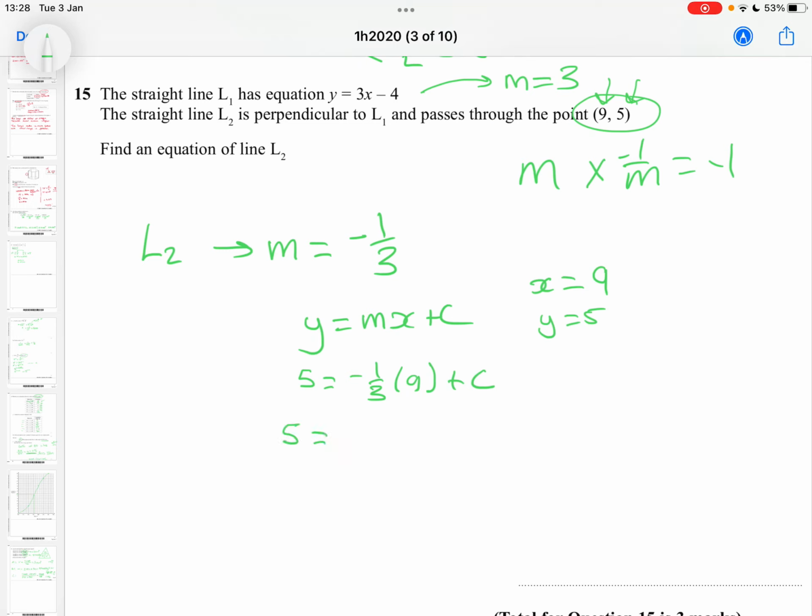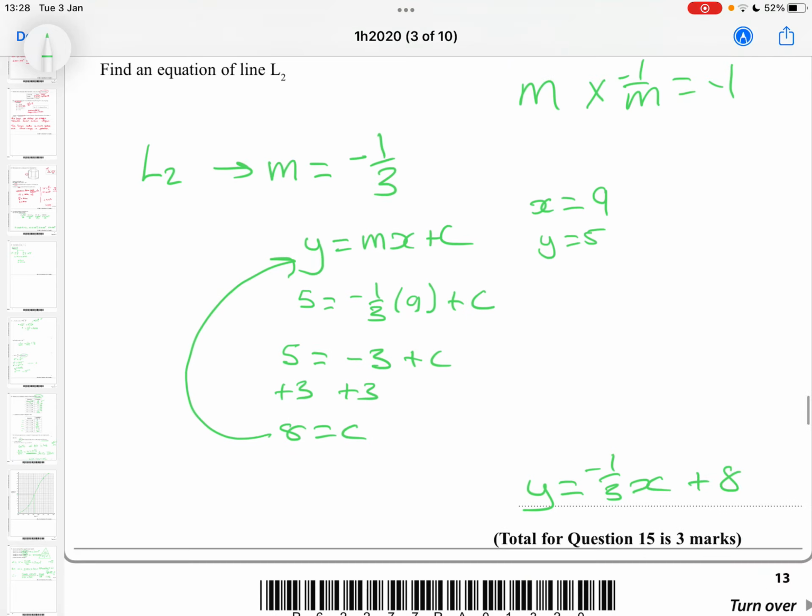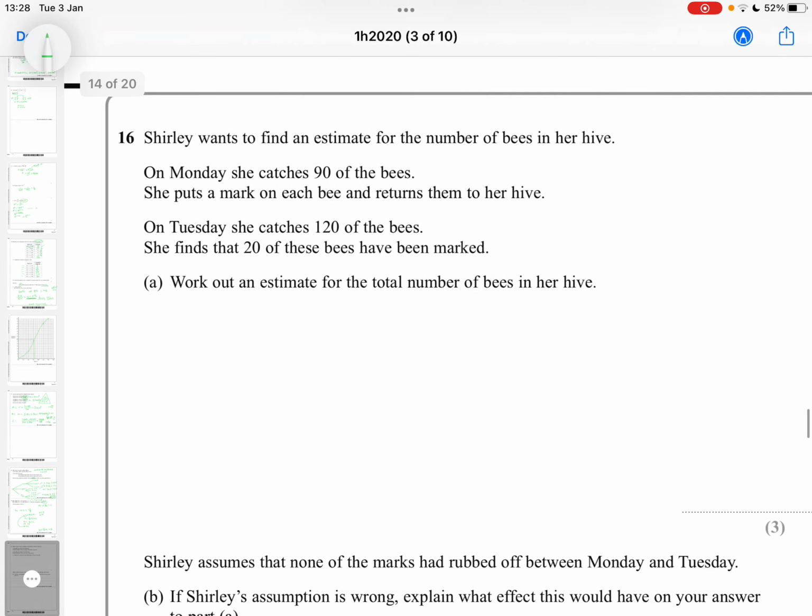So 5 equals -1/3 times 9 plus c. So 5 equals -9 times 1 divided by 3, which is -3 plus c. Add 3 to both sides, and I get 8 equals c. Now that I know what c is, I can write that in with the gradient, which is -1/3x, and then I'm going to add 8. Right, let's go to the next question then.